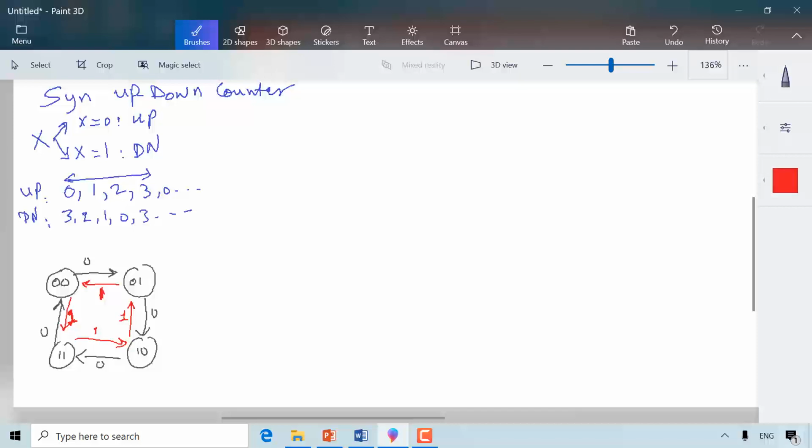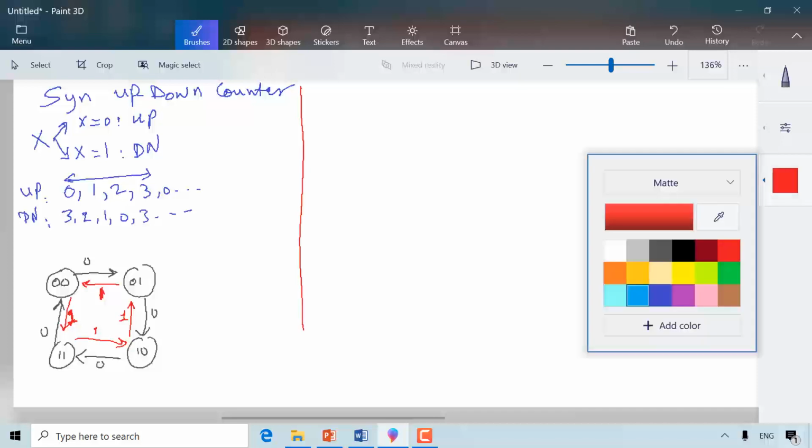Now I'll construct the state table, much like any design process that we have been doing so far. I have here, let's do this.